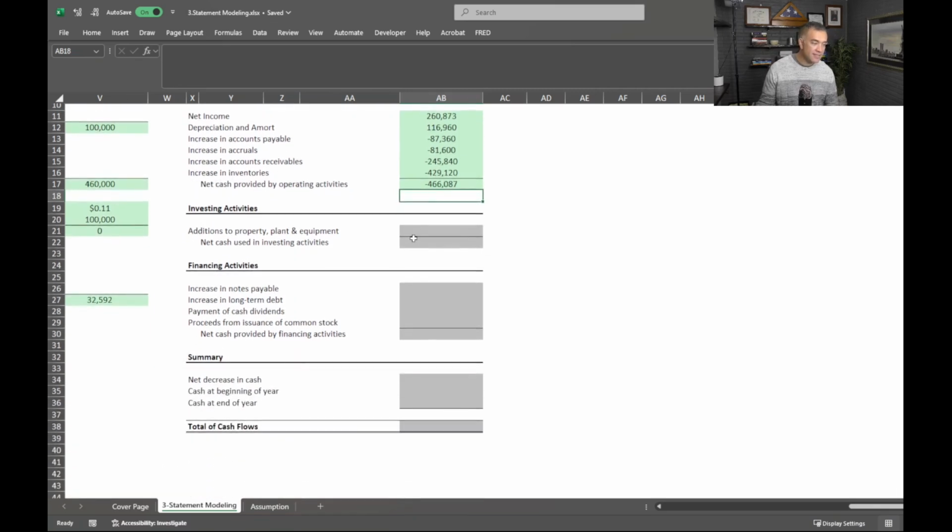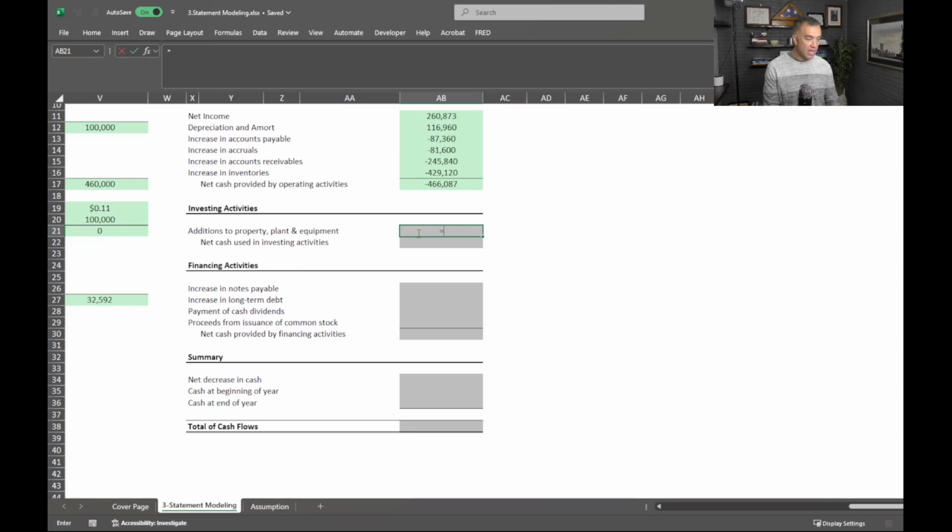Next is investing. I want you to think about investing. If you want to buy a rental property, you buy an asset, you buy an actual house. That's an investment. This is not financial investments like a 401k, stuff like that. So what we're looking at here is, did we add to our property, plant, and equipment? What is that? That's fixed assets. We want to know, did our cash value go up or down?